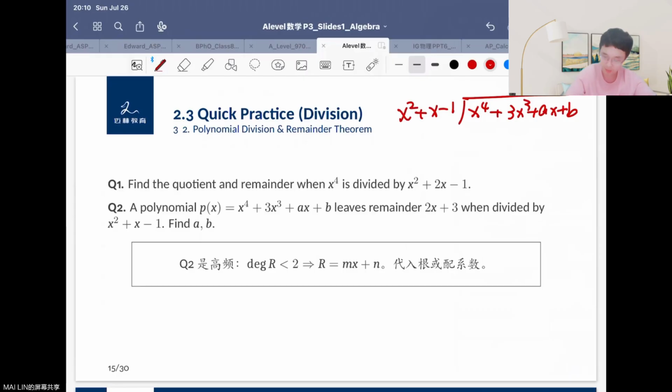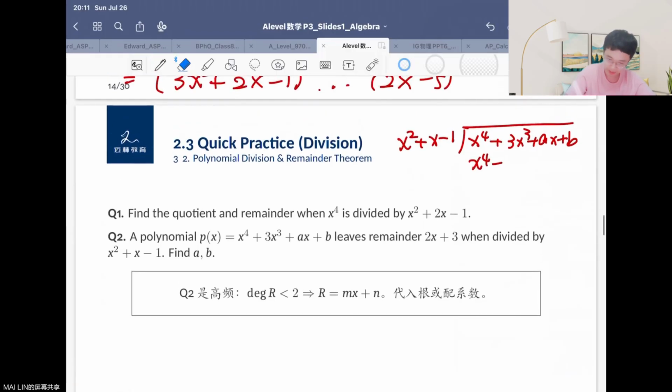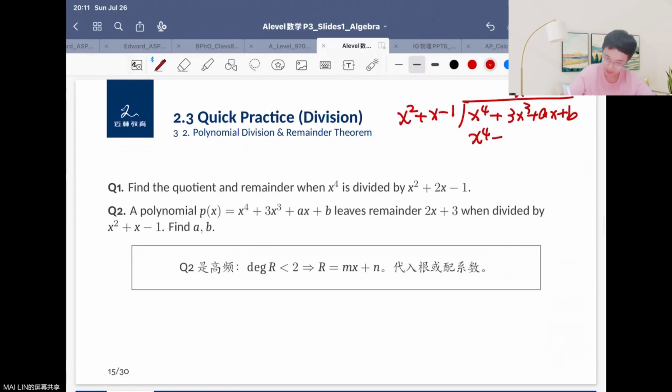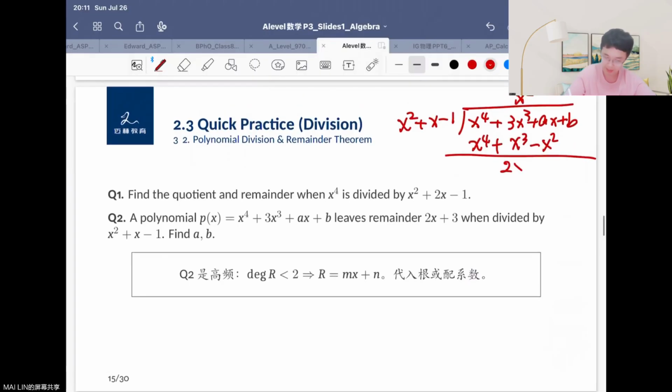So the first term is x squared, right? So that is for x power 4. Okay, here's x squared. And then minus x cubed and plus x cubed minus x squared, right? So then you can minus it and it becomes 2x cubed plus a plus 1x. Oh, sorry for that. Okay, sorry. And then it's plus x squared and plus ax, right?